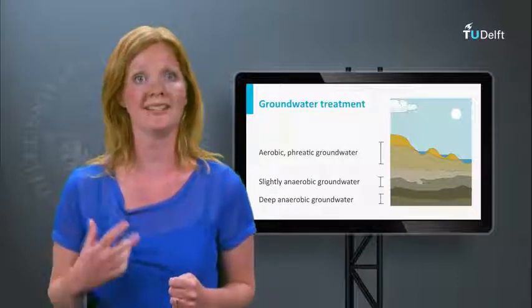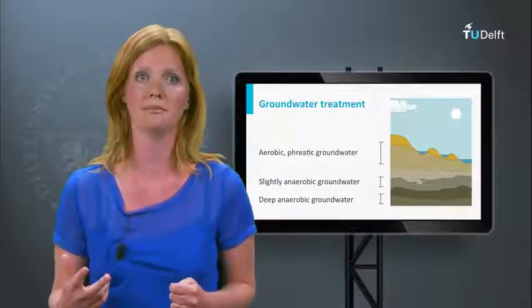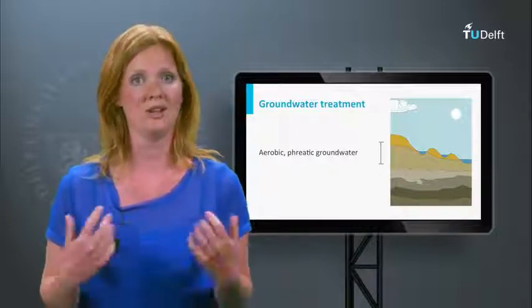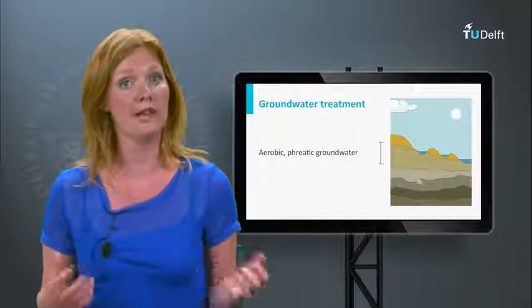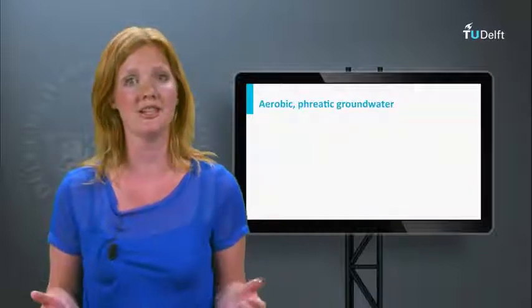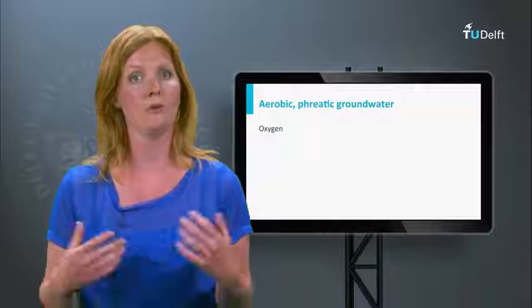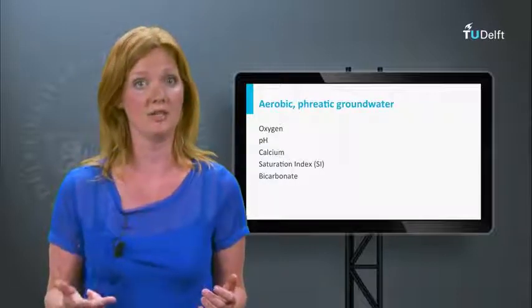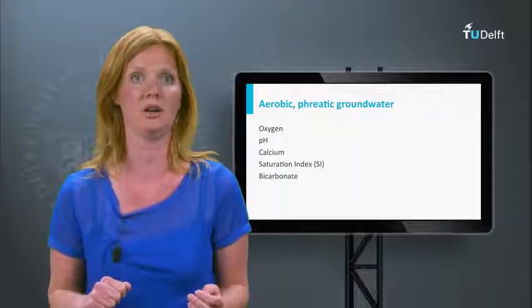Each groundwater type has its own typical treatment scheme. Let's start with the treatment scheme for aerobic groundwater, which has an open groundwater table and is therefore connected to the atmosphere, and thus contains oxygen. For aerobic groundwater, only the parameters pH, calcium, saturation index and bicarbonate have to be taken into account.